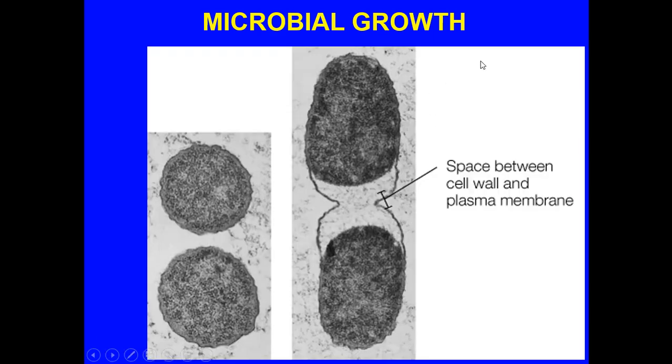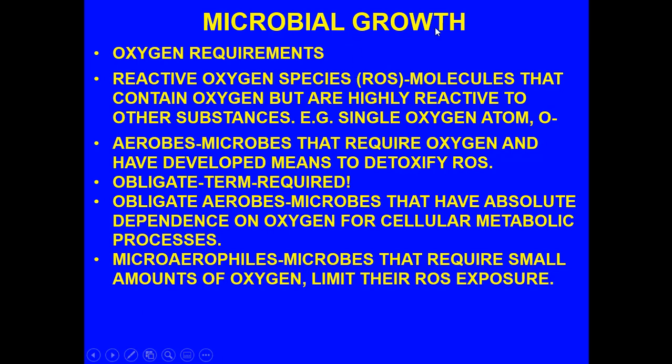Now, microbial growth. You have to be mindful of the fact that you're going to have organisms that when they go through binary fission, they'll have a space between the cell wall and the plasma membrane. Sometimes this is an important shield against certain extremes in chemistry, osmolarity, things like that. Let's move into oxygen requirements, because this is very important that you get this down now, because it relates to how some organisms thrive in environments with lots of oxygen versus environments that have no oxygen.